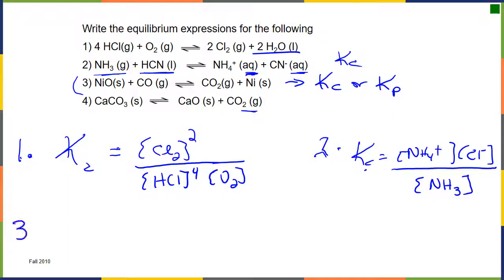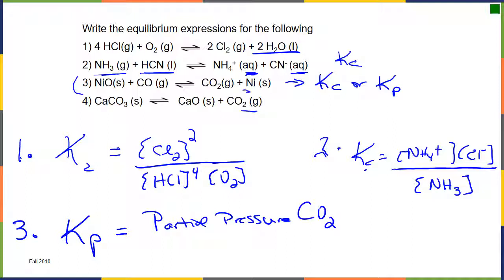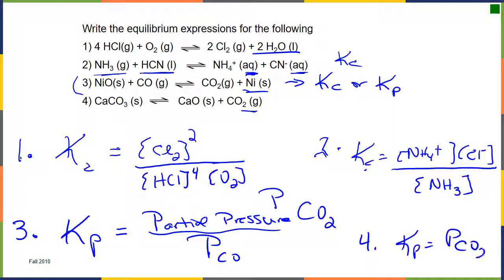Now for 3, I'm going to do a K sub P. Now when we do K sub P's, we're going to do the pressure of each individual gas. And so we're going to say that K sub P is going to be the partial pressure of our gas in the product, which is CO2. Note, nickel is a solid, we're going to leave it off. And we call this partial pressure, we just write it as a big P. So K sub P is the partial pressure of CO2 divided by the partial pressure of CO. For equation number 4, it's kind of interesting and straightforward, and its K sub P would equal the partial pressure of CO2. We'd have to leave CaO and calcium carbonate off because they're pure solids.